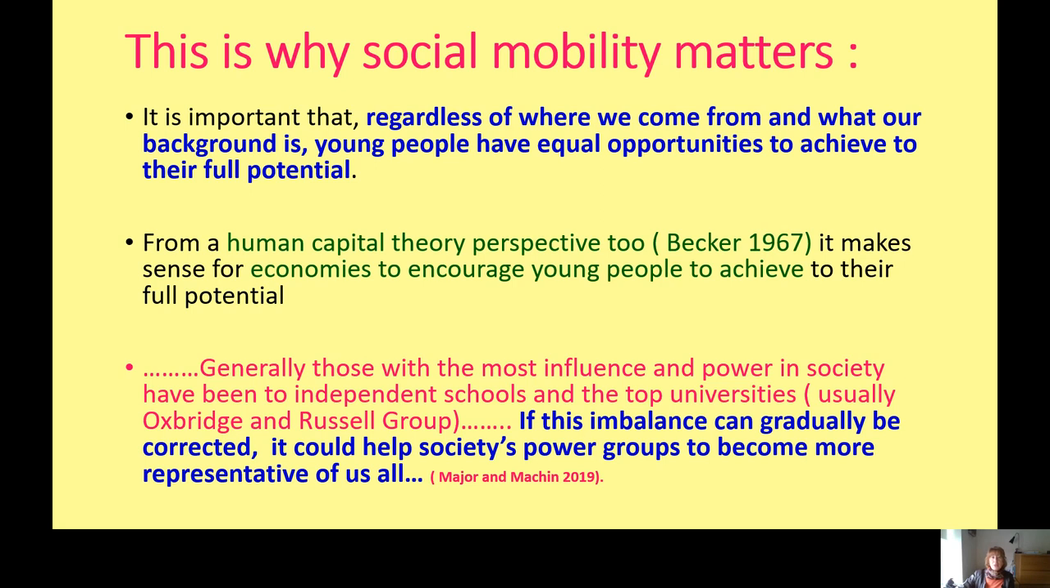But if people in the positions of most influence and power have been to independent schools and Russell Group universities, they may not be representing us fully. And actually, if we could take steps to change this imbalance and gradually start to correct it, it could mean that those in the most powerful groups of society gradually in the future become more representative of us all.